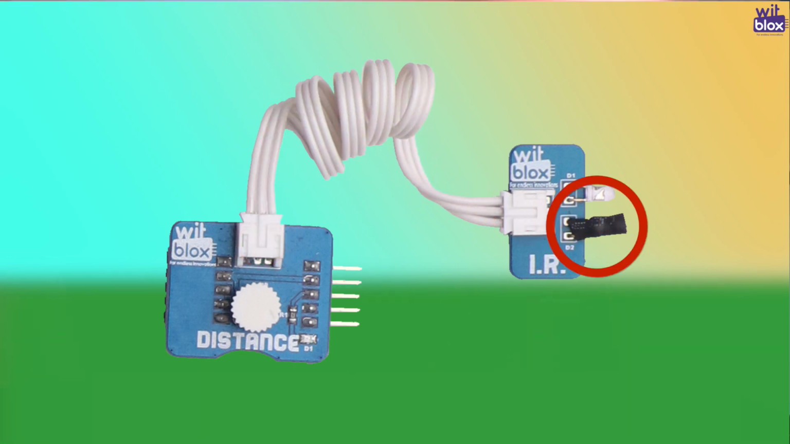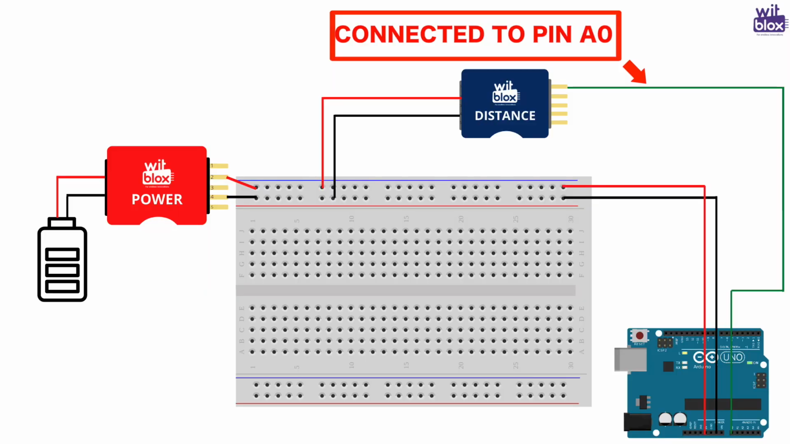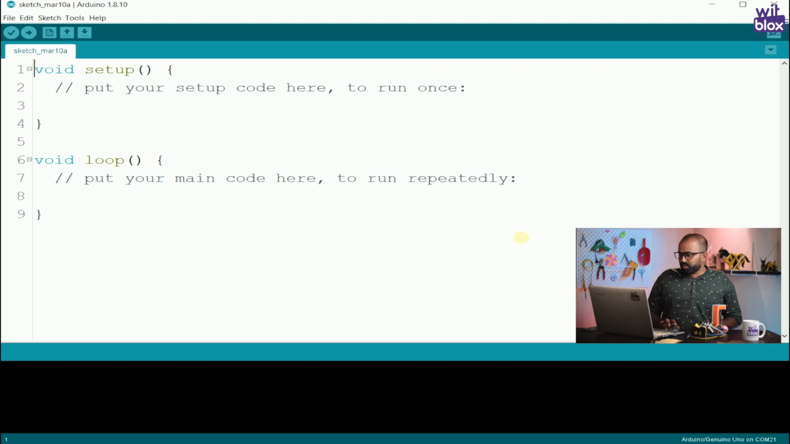Now this photodiode is connected to the analog out of our distance block. So let's read its value. This is the circuit diagram. Let's save our program with the name distance analog read.